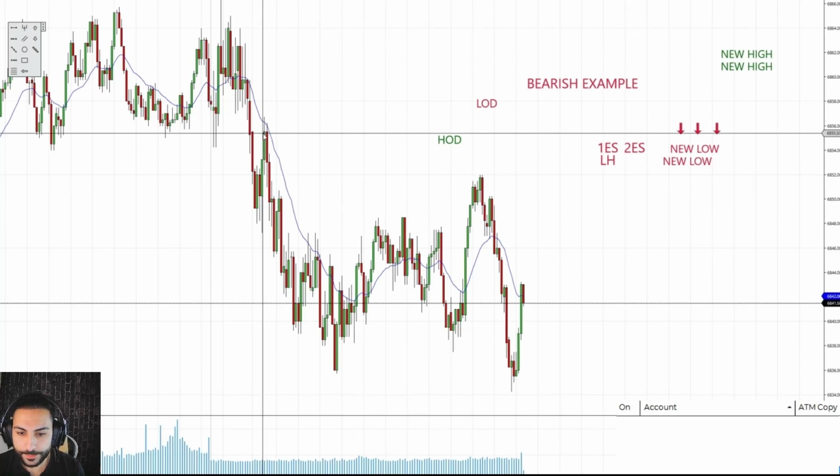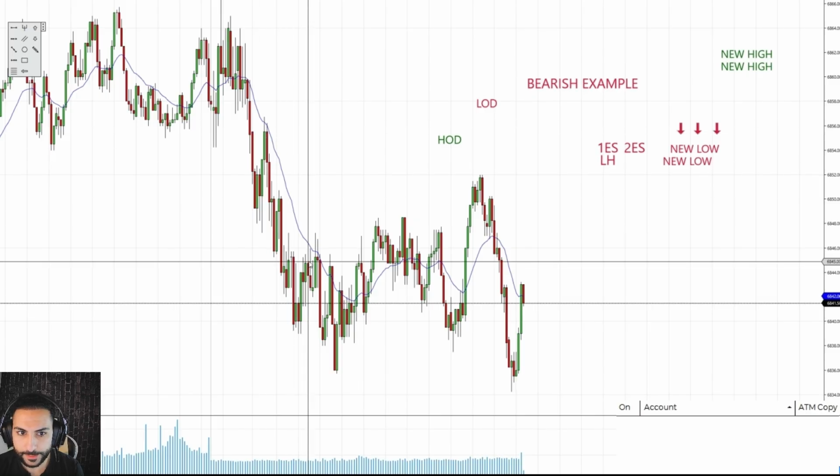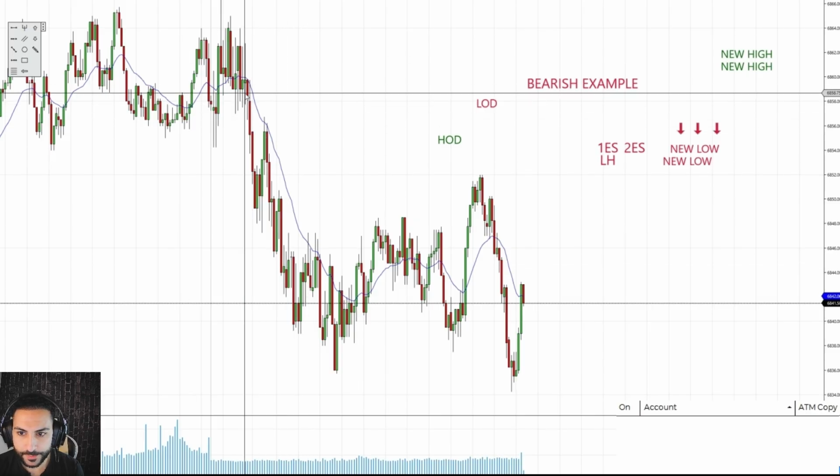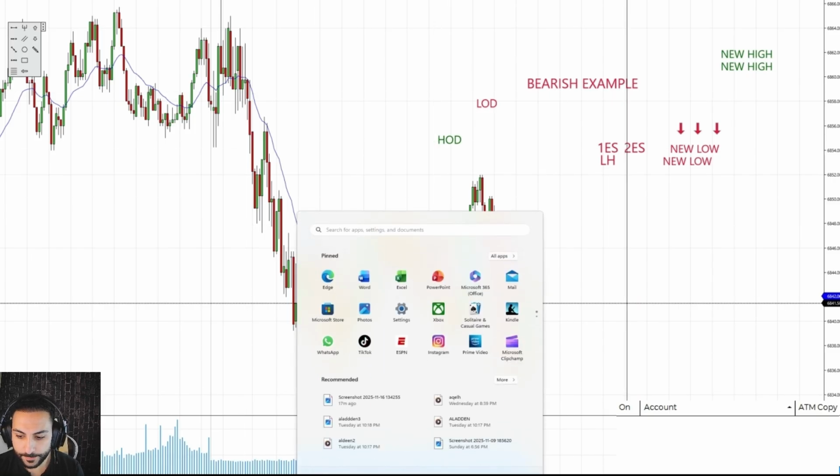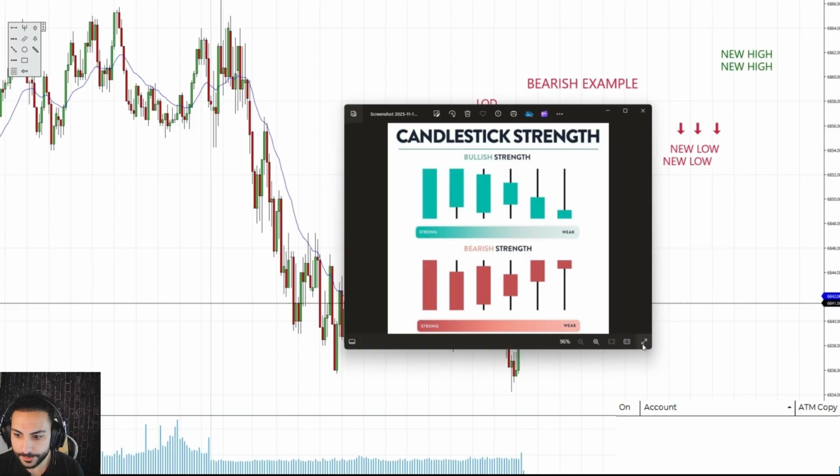What's going on, traders? So this will be the first lesson. This will be at a beginner's level, just to break down how I trade, the strategy I use, and understanding the market.